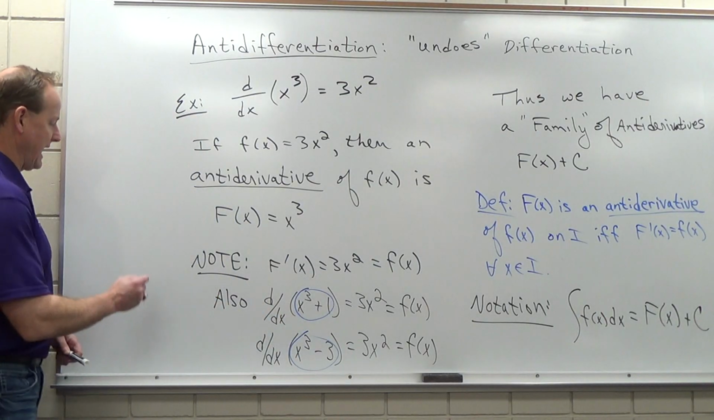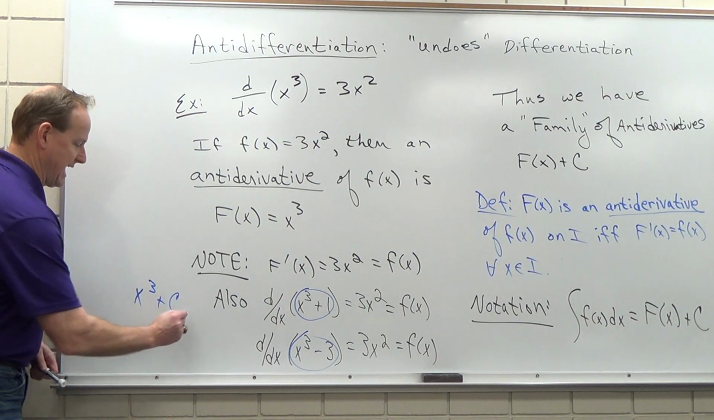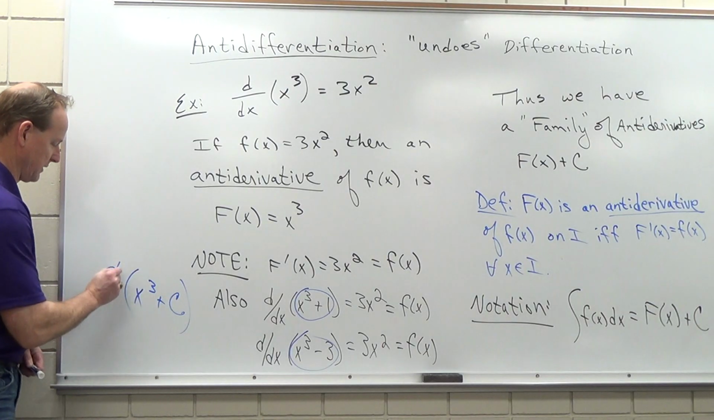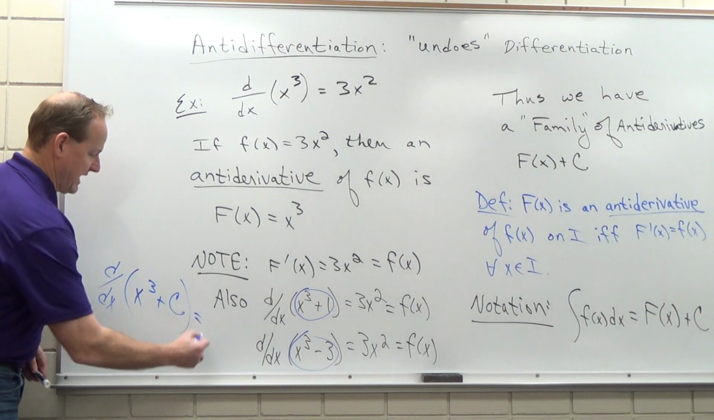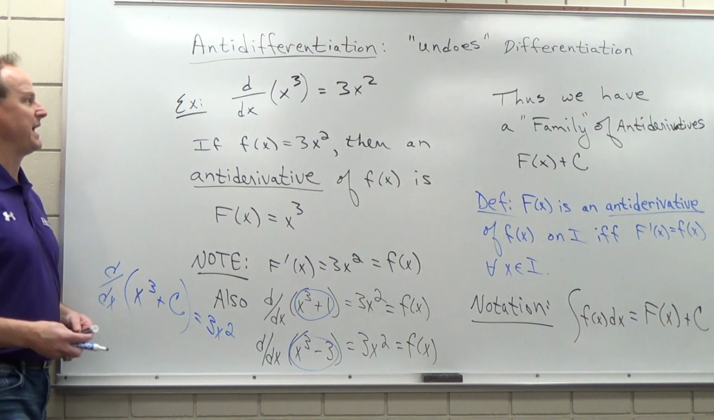And of course, I could take any constant, so if I had x cubed plus capital C, where capital C is a constant, and I take the derivative of this thing with respect to x, I notice that I would also get 3x squared, which just makes sense.